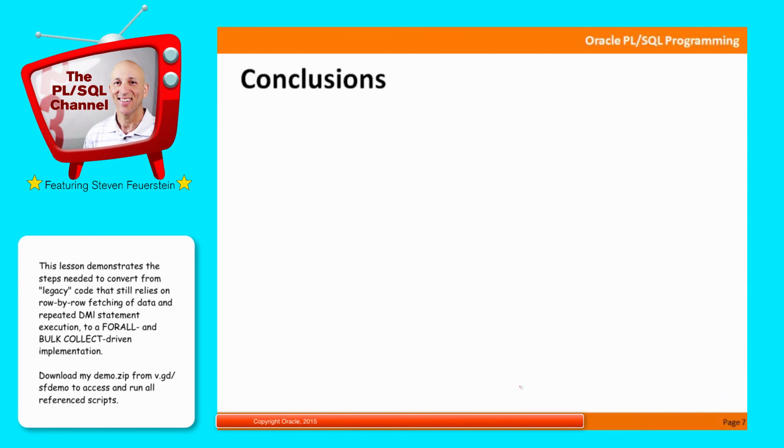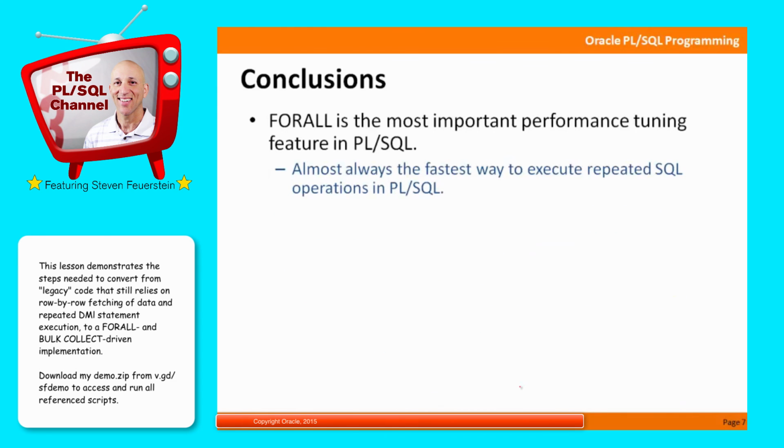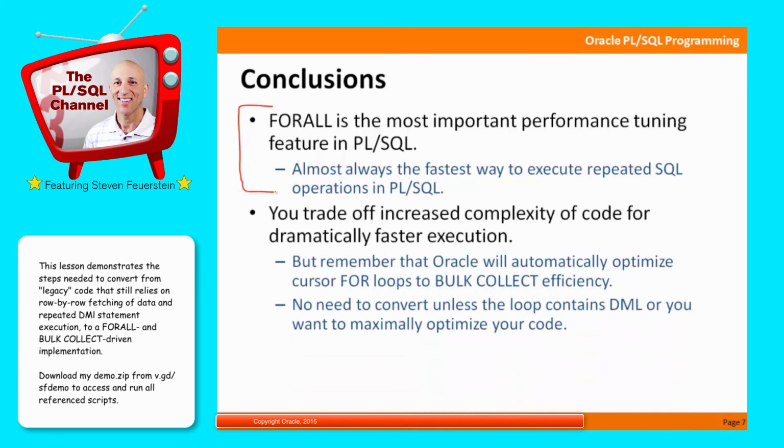To draw some conclusions. Without a doubt, from a performance standpoint, the for all statement is the most important feature to be aware of. Bulk collect, of course, is very valuable as well, but Oracle will often automatically optimize your cursor for loops for you, so it's less of an issue on a day-to-day basis. But you should be looking for every opportunity to convert to bulk processing. You should look for every loop that contains DML statements inside of it and do the conversion to bulk processing.